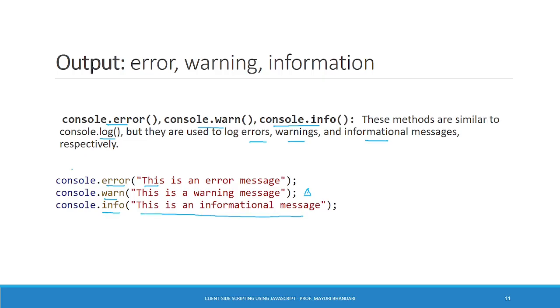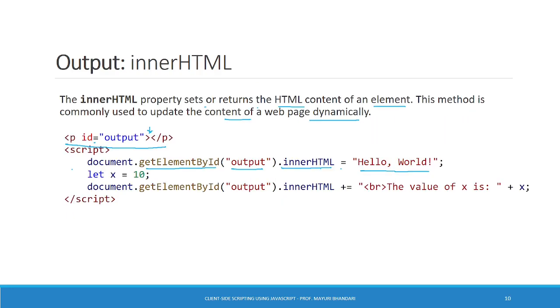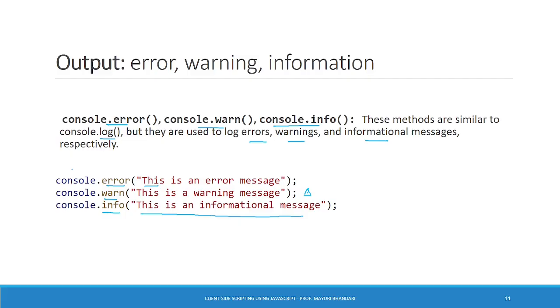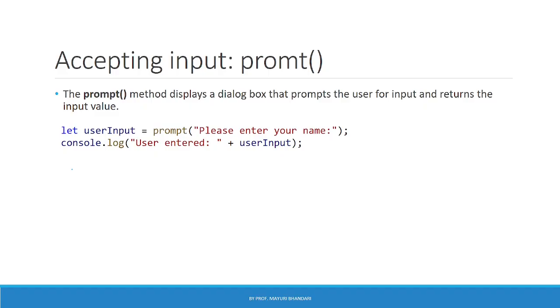So in this way, we have seen 5 methods to display output in JavaScript. First is console.log, second is document.write, third is the innerHTML property, fourth one is alert, and then error, warning and information. Now the next topic is how to accept input in JavaScript.